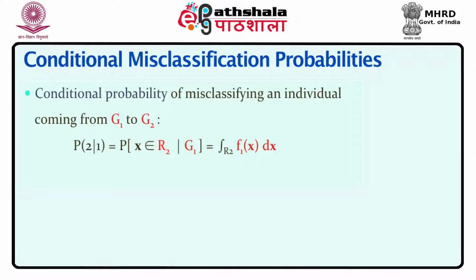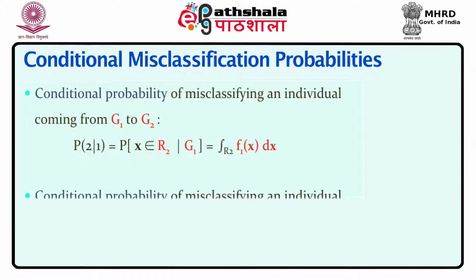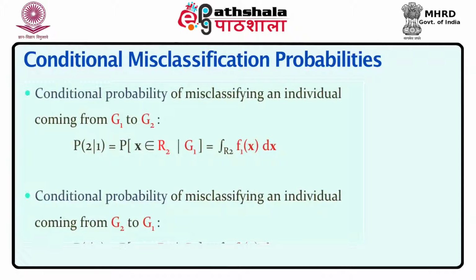It's given G1 because the individual comes from G1, and x belongs to R2 because he has been assigned to G2. Therefore, x must have been in R2. So what is the probability that x should belong to the region R2 given the fact that the individual has come from G1? This is given by the integral of f1(x) dx, where f1 is the density of the first group, integrated over the region R2, that is, x falling in R2.